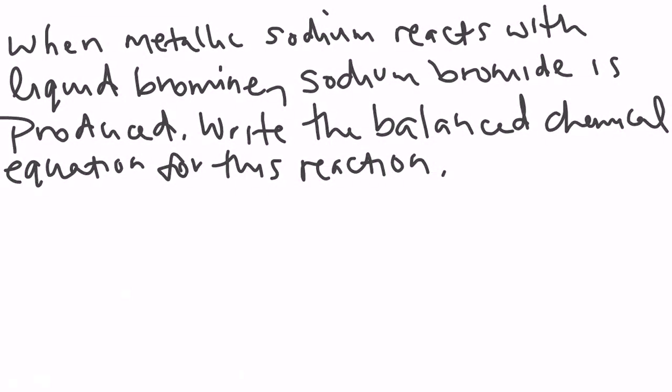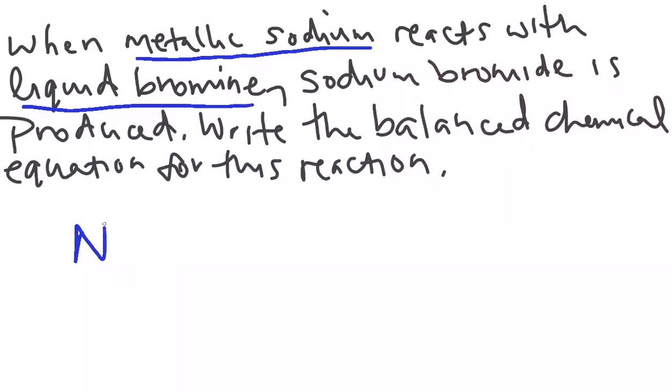Okay, so you have metallic sodium reacting with liquid bromine, producing sodium bromide. You want to write the balanced chemical equation for this reaction. So you have metallic sodium and liquid bromine. Those are our two reactants. Sodium can occur by itself in nature, like all of the alkali metals, and it's going to be found in the solid state. So you have sodium metal plus liquid bromine.